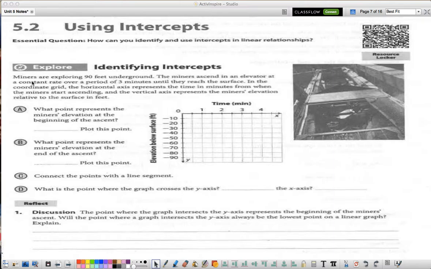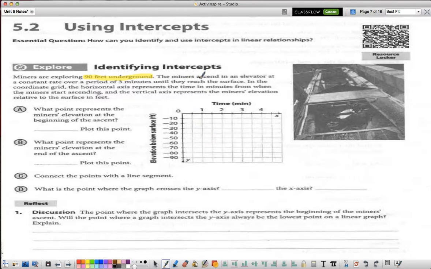problem is telling you. So we have miners who are exploring 90 feet underground. Right, so 90 feet underground is important because it's telling you that that's negative. So we know that our graph is actually going to be going down. And we're going to be in the fourth quadrant, okay?